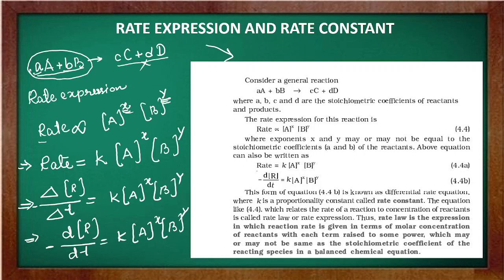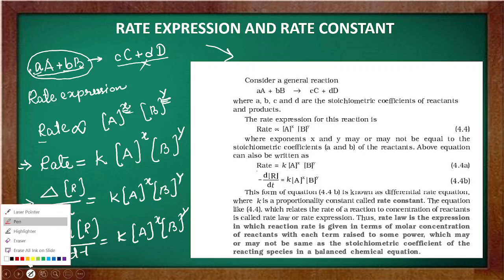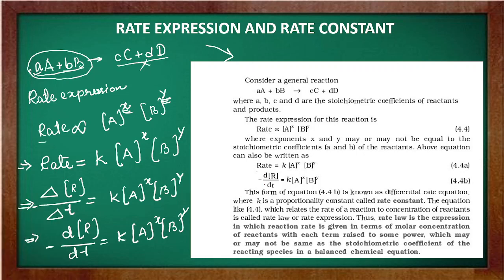So see here, it is written that this is your form of equation. This form of equation is known as the differential form of rate equation. We call this the differential form. This is called the differential form of rate equation, and it relates the rate of a reaction to the concentration of reactants.